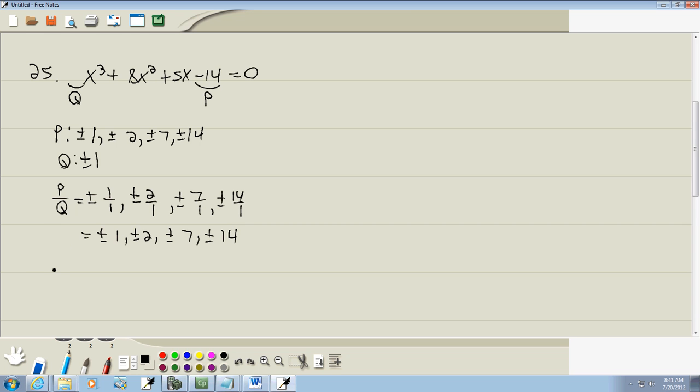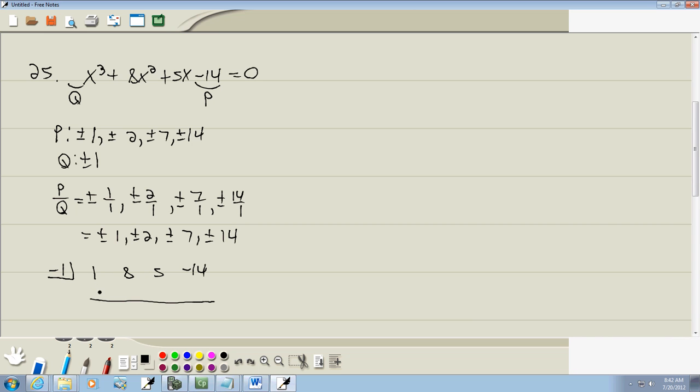Now what we do is we go through trying each one of these. Let me try -1 first, and we're going to plug it into synthetic division. So -1 goes up in our box, and we take the numbers off of our x to the third, which is 1, then 8 off the x squared, 5 off the x, and -14 at the end.